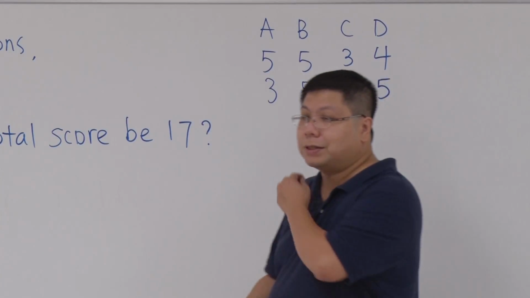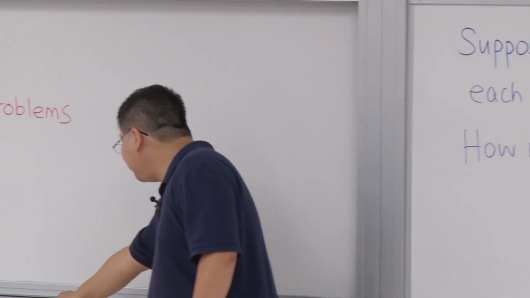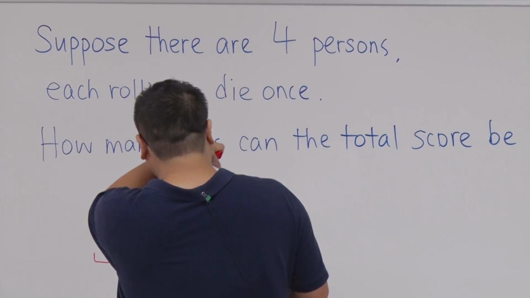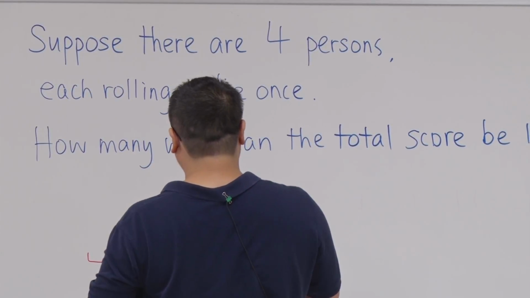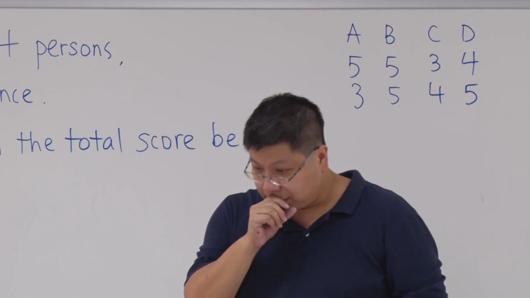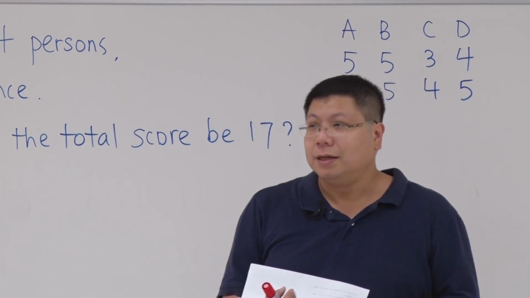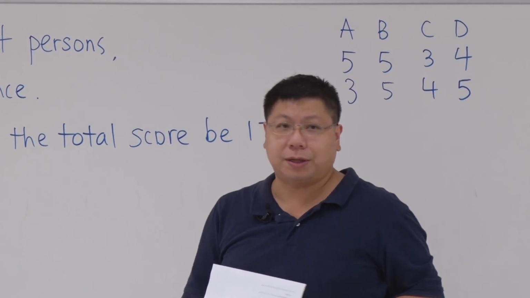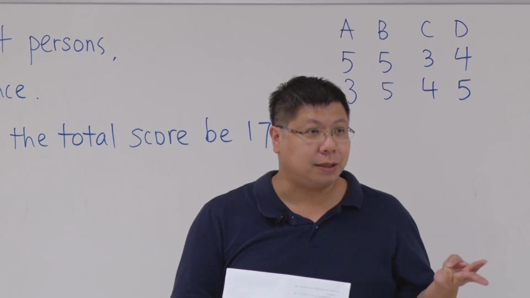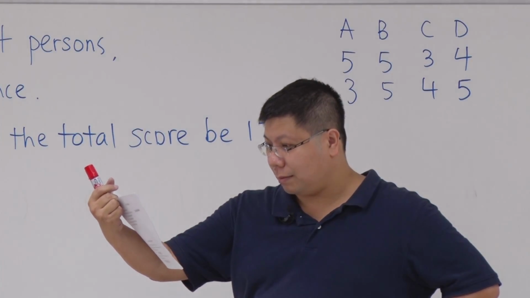So we can try to solve this using the generating function method. Is that okay? Let's do this. Okay, the first person. So how do we solve this problem? Okay. So all we concern is how many kinds of objects that we can have. We can have 1 as the object. We can have 2 as the object. We can have 3 as the object, 4 as the object, 5 as the object, and 6 as the object, right?